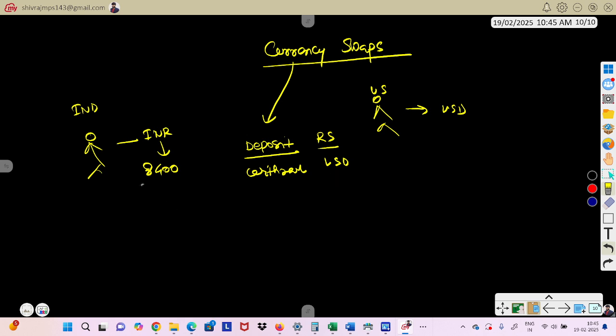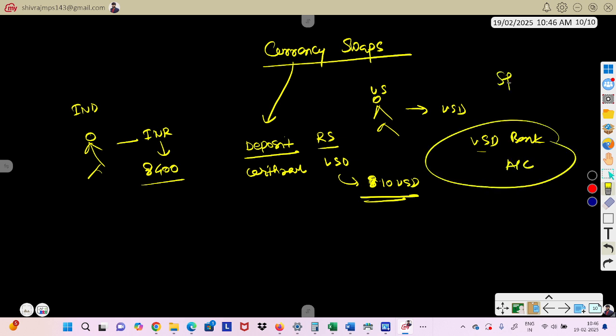So if you deposit, let's say 8,400 rupees, then bank will pay you, sorry, 10 USD somewhere, because current rate is 84 or 88 rupees something, right, for $1. I'm assuming base rate, which is 84. So we will get 10 USD in your USD bank account, right? USD bank account, and then only you can spend that money.